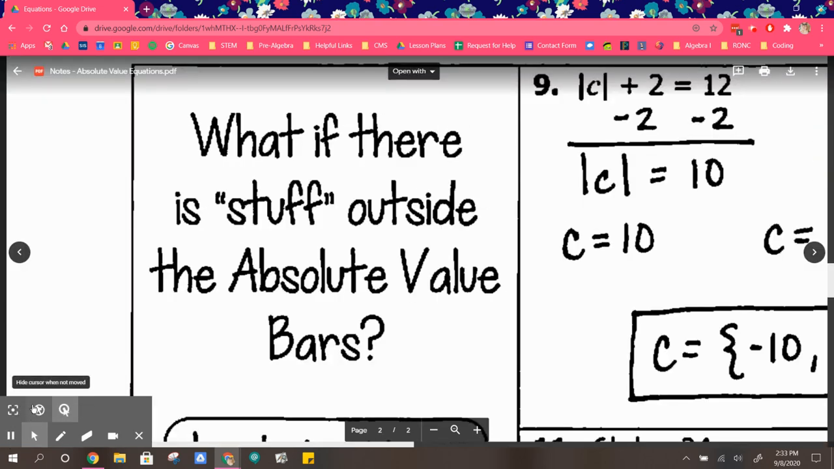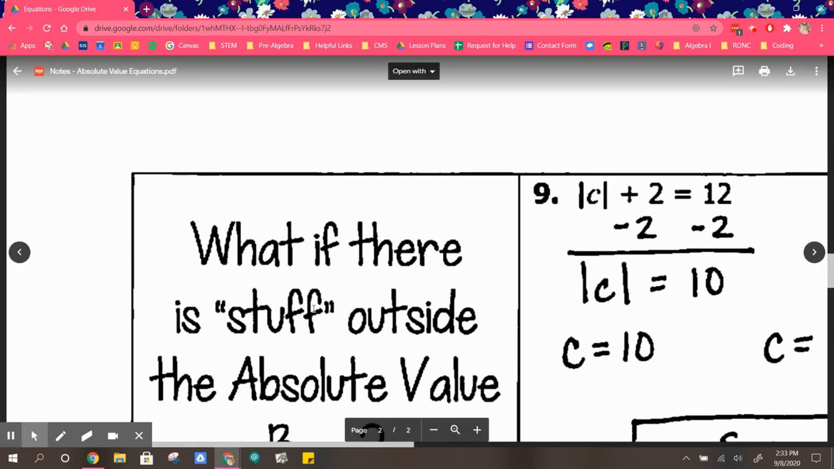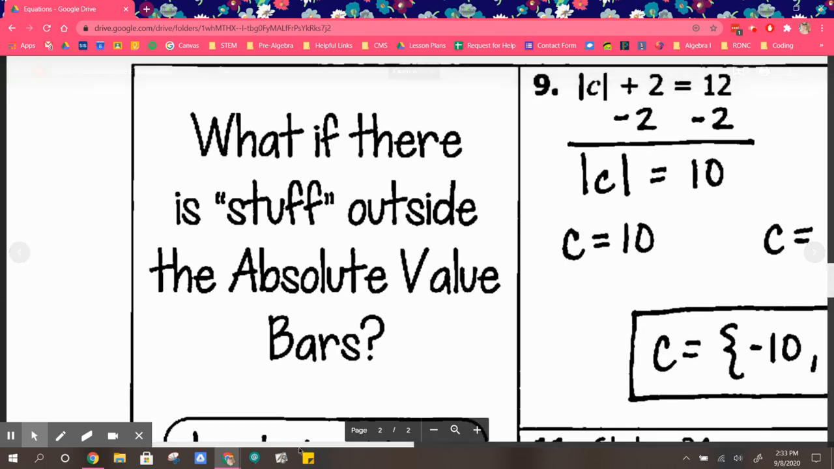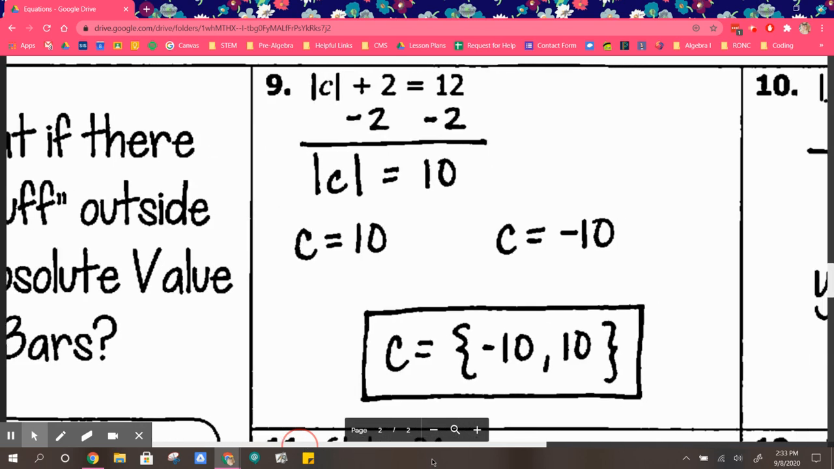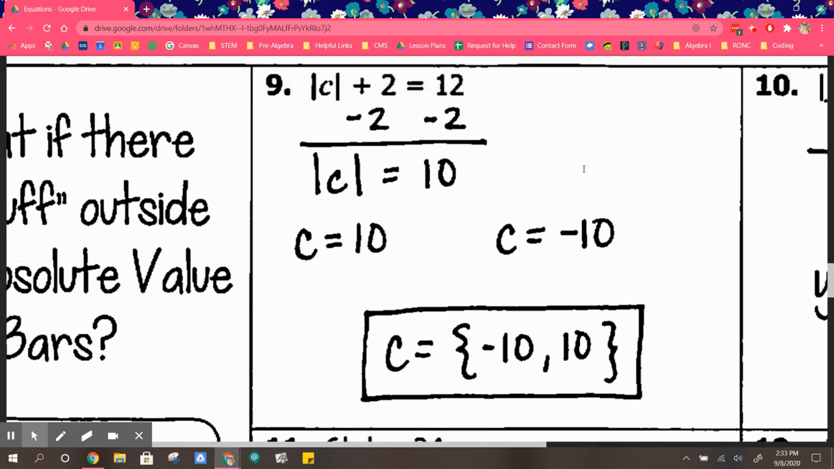Okay, so those were all examples where there wasn't stuff on the outside of the absolute value bars. So what if there is stuff out there? If there is, you want to make sure you're isolating your absolute value first. So in number 9, we're going to look at that. So we have the absolute value of c here, plus 2 equals 12. So the first step is to get that c by itself. And since we have plus 2, we're going to solve it like that's a grouping symbol and solve everything around it, and then we'll go back to that part.